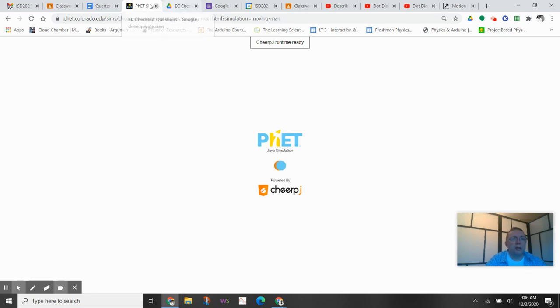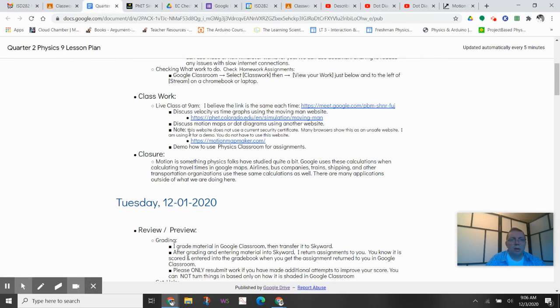Another thing that is used, because that does take a crazy long time to load, is something called motion maps to describe motion. And some of those are shown to us today in a later assignment.